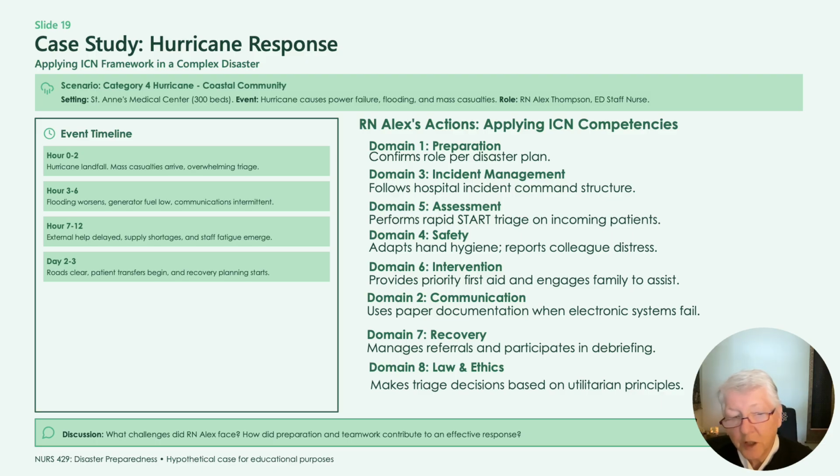And then you get to days 2 and 3, where the roads are clear, the patient transfers can begin, and recovery plans start. So in the course of this event, you've used domain 1, 3, 5, 4, 6, 2, 7, and 8 in your planning. You're going to have a case study that you do later in the semester. So it'll be good to think back to all the domains and the domains that you could use when you come to that case study.